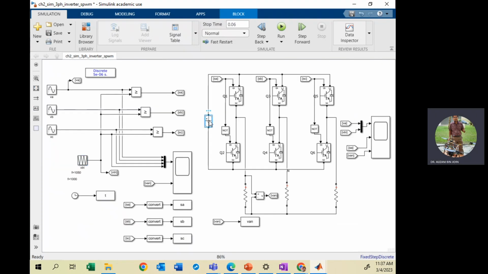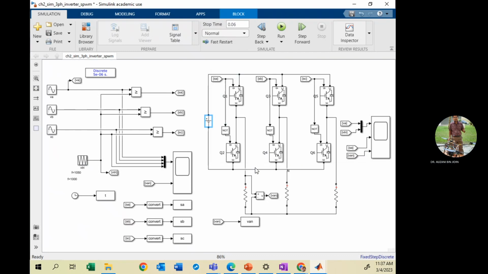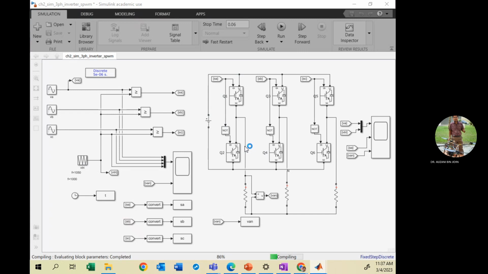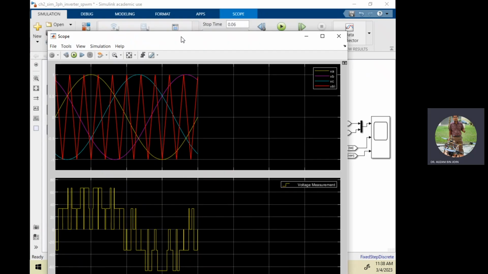Okay, sorry. Before that, the DC voltage I set 100 volt, and the battery voltage 100 volt, the input of the inverter. And then we can run the simulation. Okay, so then you can see the result from the scope here. Go to the first monitor.